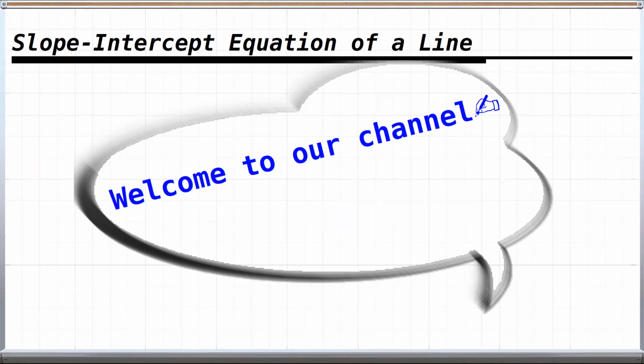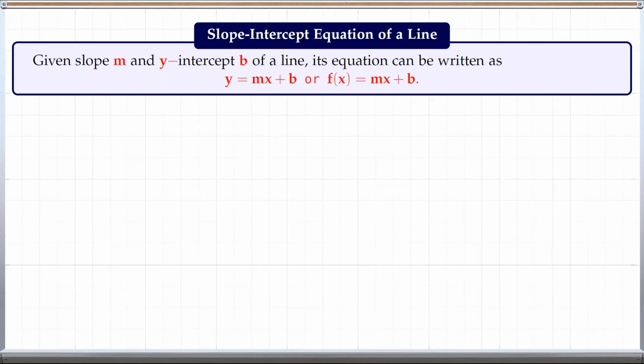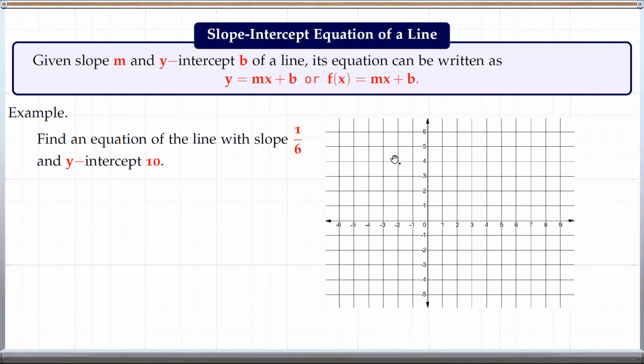In this video, we will look at slope-intercept equations of lines. So basically, given slope m and y-intercept b of a line, its equation can be written as y equals mx plus b, or f of x equals mx plus b. For example, if you have slope 1/6 and y-intercept 10, then its equation is simply y equals mx plus b. Here m is the slope, which is 1/6, and b is the y-intercept, which is 10.